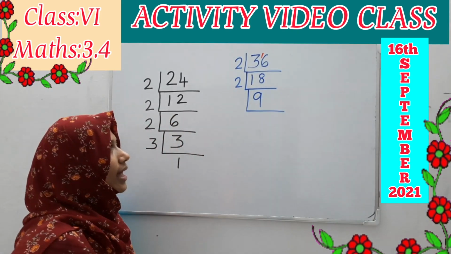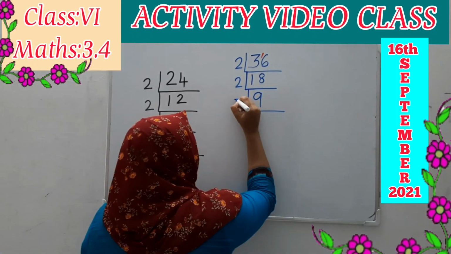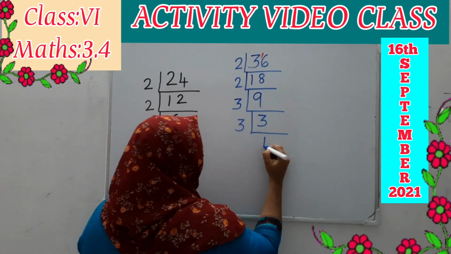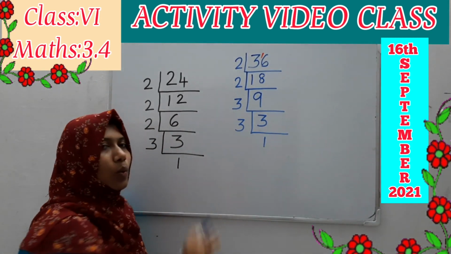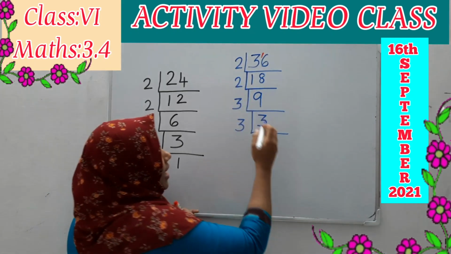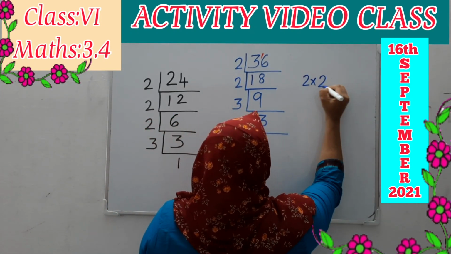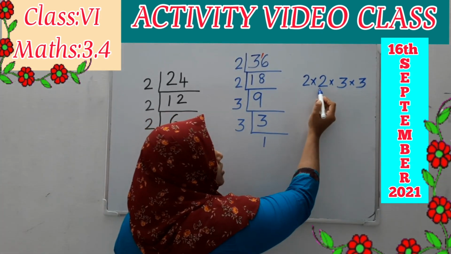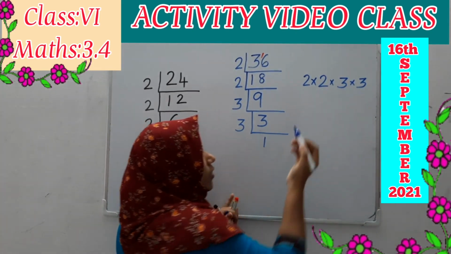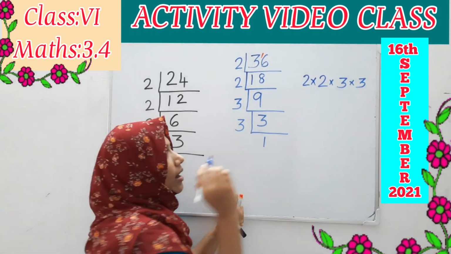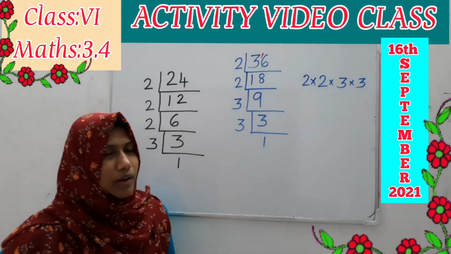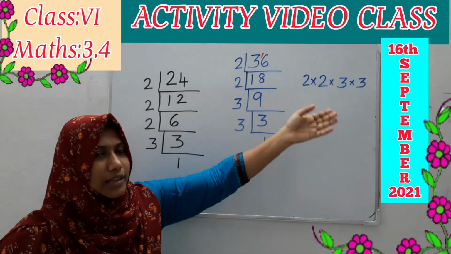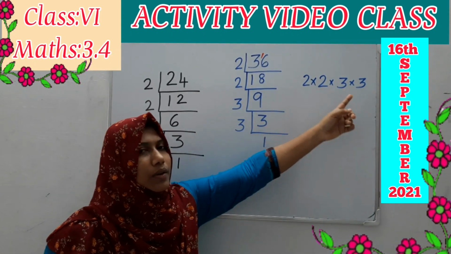It's an odd number. We can use 3 because it's a multiple of 3. So 3 goes 3 times. Again 3. Check until we get 1 as the quotient. So we can write 36 as 2 into 2 into 3 into 3. We can check: 2 into 2 is 4, 4 into 3 is 12, 12 into 3 is 36. So the prime factors of 36 are 2, 2, 3, 3.